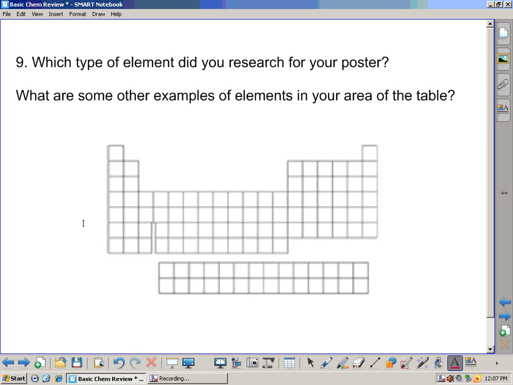Number 9, which type of element did you research for your poster? What are some other elements, examples of elements in your area of the table? So in this case, whatever element you had, you needed to name that element, and then you need to talk about elements that are in the same area of the table. So if your element was a metalloid, you could have named other metalloids. If it was a nonmetal, you could have named other nonmetals. And if it was a metal, you could have named other metals. Any of that would have been acceptable.